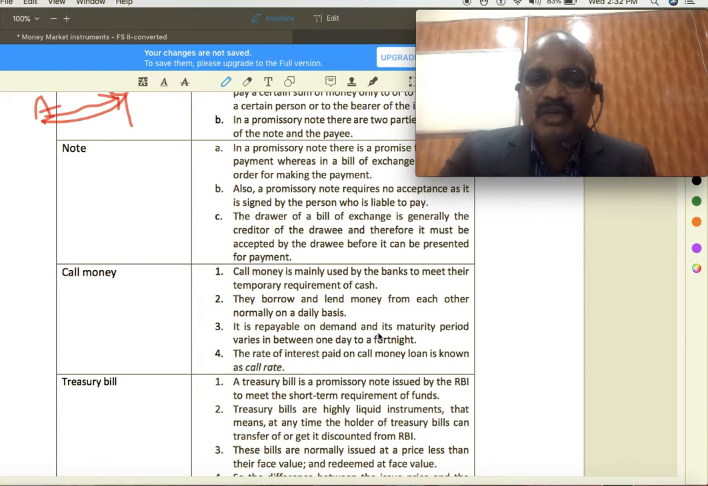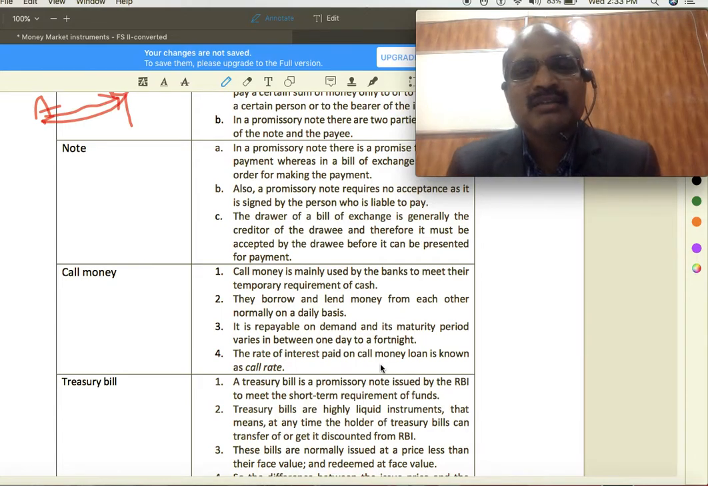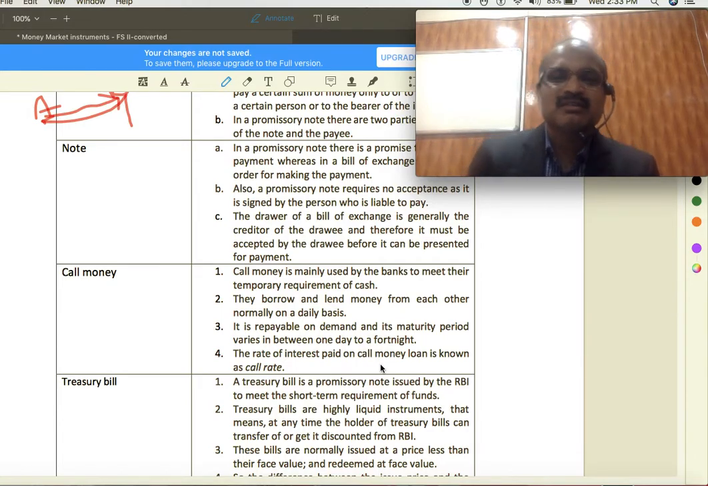It is repayable on demand, in the sense they just call. One bank wants money from another bank. Obviously I don't think banks would require a security. That is the process that they have. Similarly, if a state government or central government wants money from any commercial banks, they can just make a call because governments have that agreement, right?